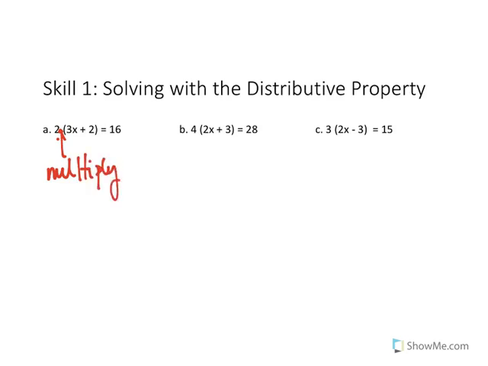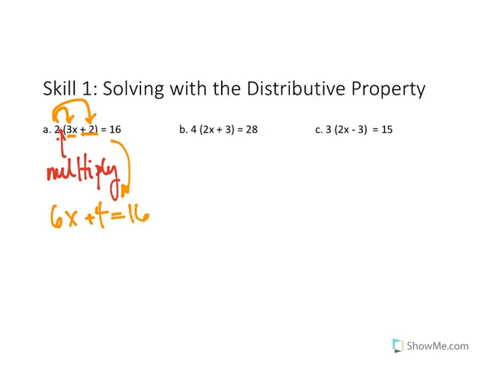So what we're going to do is multiply everything inside the brackets, the 3x and the positive 2, by the 2 on the outside. So we will go 2 times the 3x, which makes 6x, and 2 times the positive 2, which makes a positive 4. We don't distribute the 2 out to any other numbers if there's something outside of the brackets. It only applies to anything inside the brackets. And then we just bring down the equals 16.